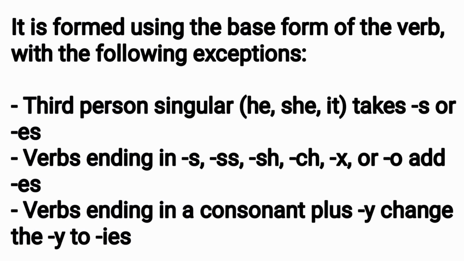Next we have verbs ending in. If the verb form finishes with the following letters like this: n, s, double s, sh, ch, x, or o, then we will add es.